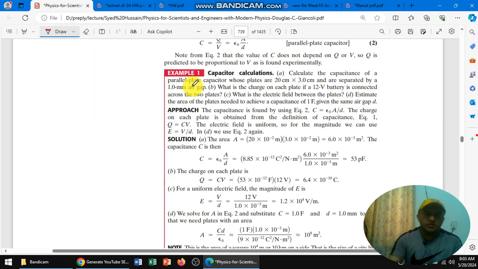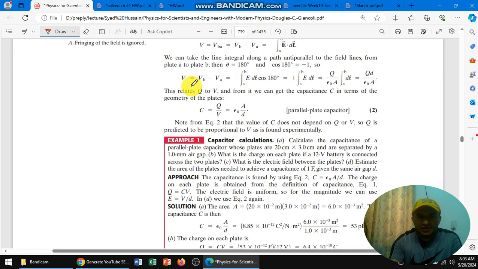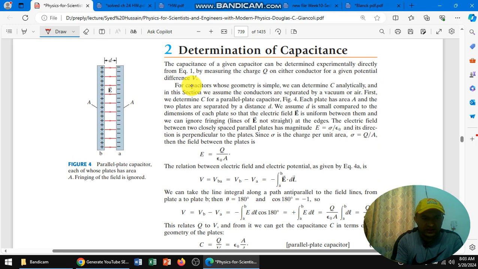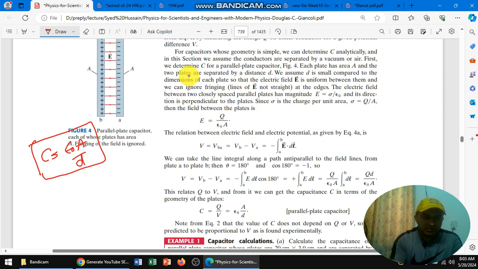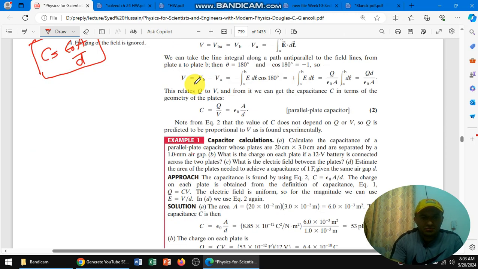So dear students, we start and we solve example 1. In the previous lesson we discussed the capacitance of a parallel plate capacitor, that C is equal to epsilon naught A over D. So this formula is for the capacitance. We need the area of the plate and the separation between the plates. Now in this lecture we solve example 1.